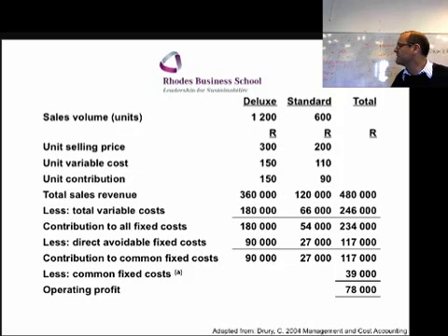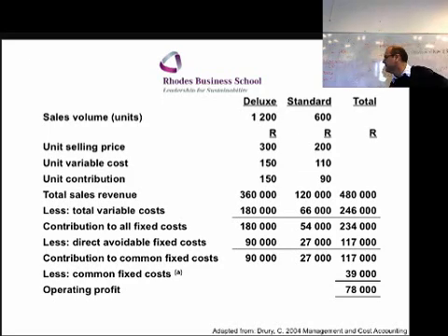Okay, we've been given some sales volume in units for our deluxe and our standard. We have what our selling prices are. We have our unit contribution, total sales revenue, total fixed costs, our contribution. We then have our avoidable fixed costs, direct avoidable fixed costs. So these are fixed costs that are directly related to the deluxe model and directly related to the standard model. I.e., if we didn't produce the standard model, we would avoid fixed costs of 27,000.